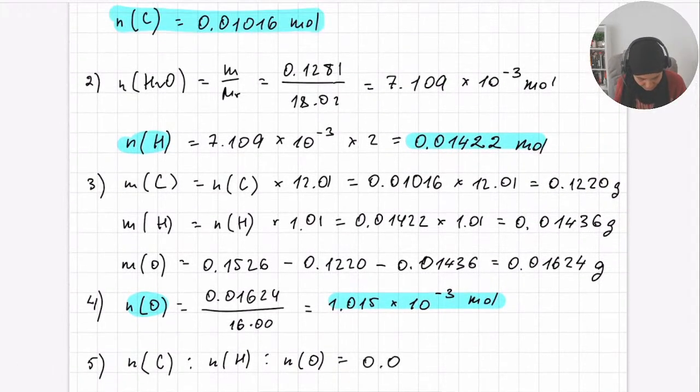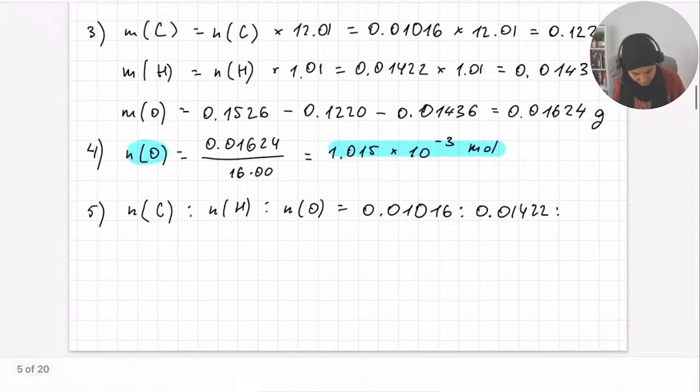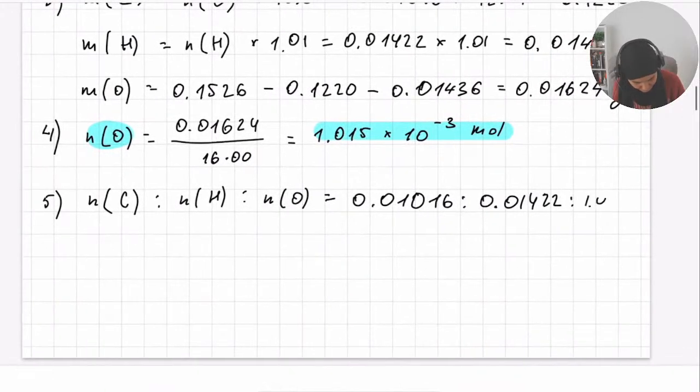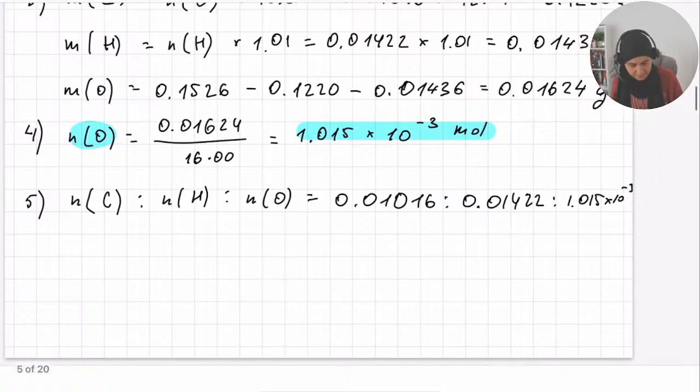So 0.01016 to 0.01422 and to 1.015. That's our ratio, and then we divide by the smallest number, so by this one. So then I do 0.01016 divided by that 1.015, which is 10. Yay.